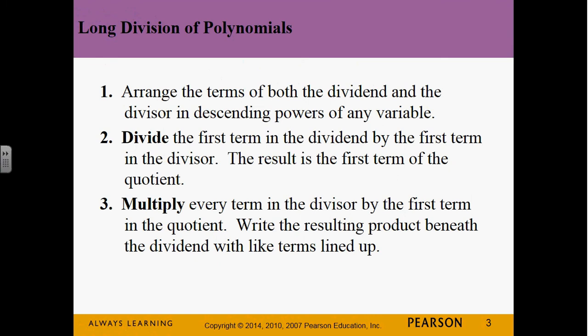We're going to multiply each of those terms in the divisor by that first term in the quotient and write the resulting product underneath. And then we're going to line them up and subtract. If you're not seeing this, let's think about it in terms of how we do regular long division.